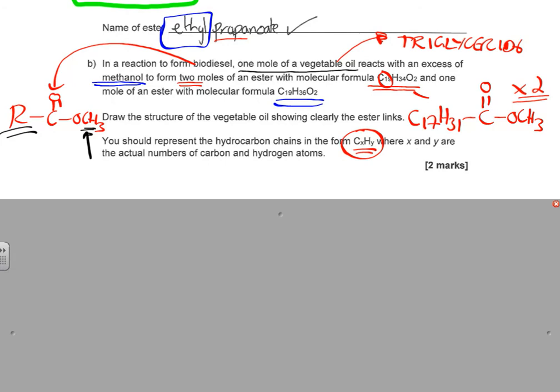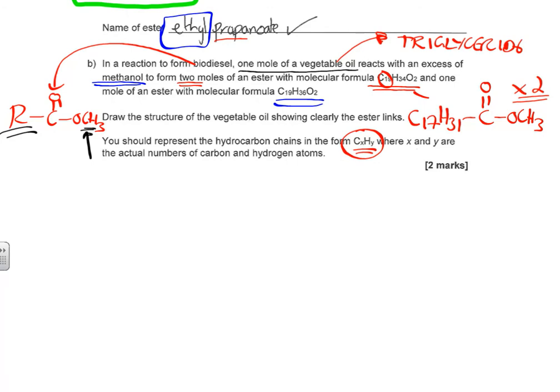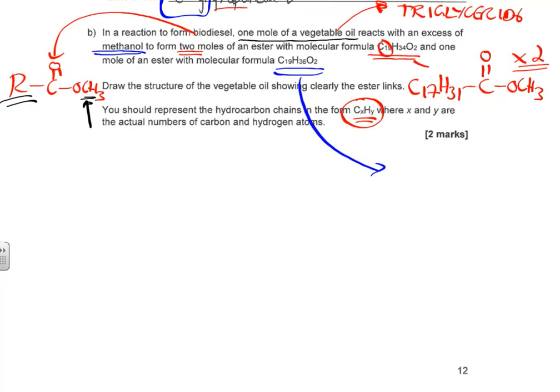I can do the same thing here with my other ester. And in fact, I'll give myself a bit more space. There it is, C19H36O2. So if I draw this out, this is going to be obviously a methyl ester. It's biodiesel. So of my 19 carbons, well, again, 2 of them I've already used, so there are 17 left in that hydrocarbon chain that's going to make up the R group.